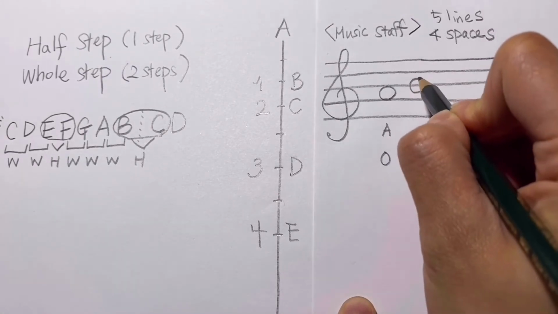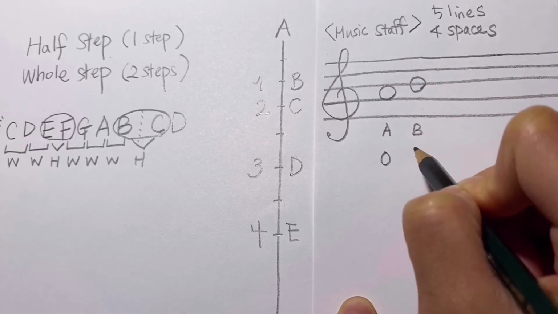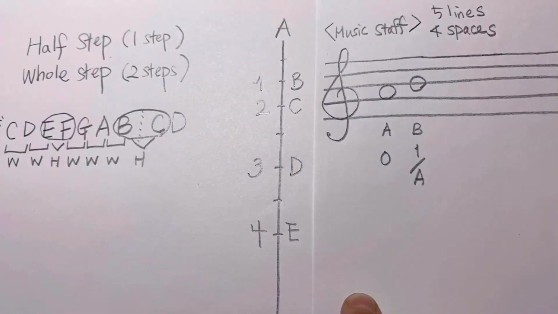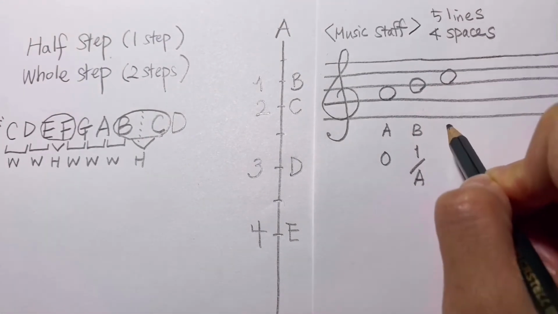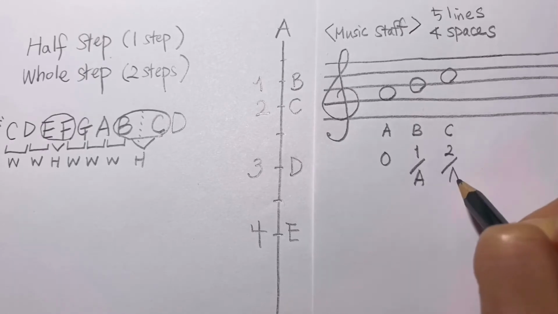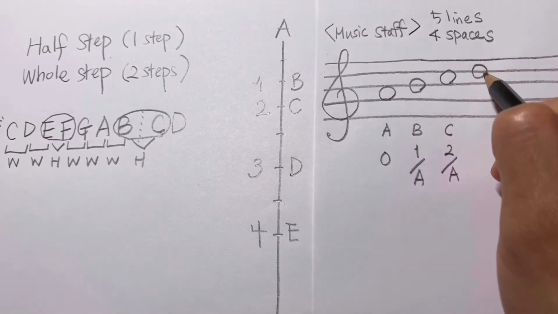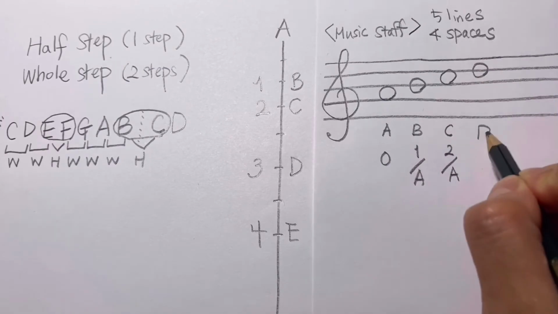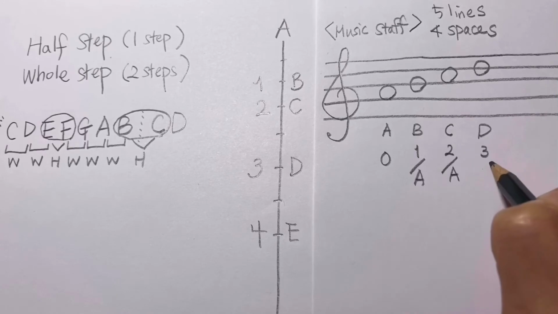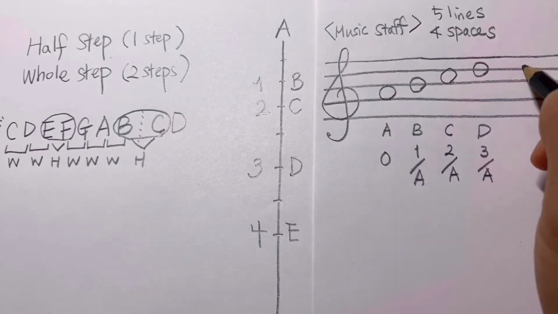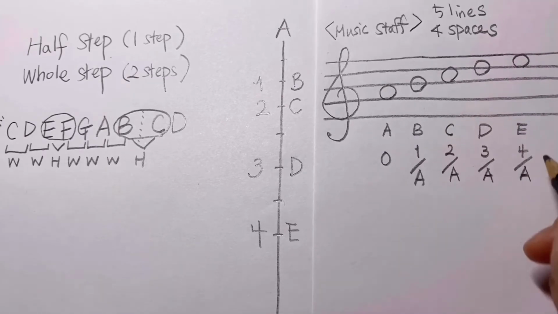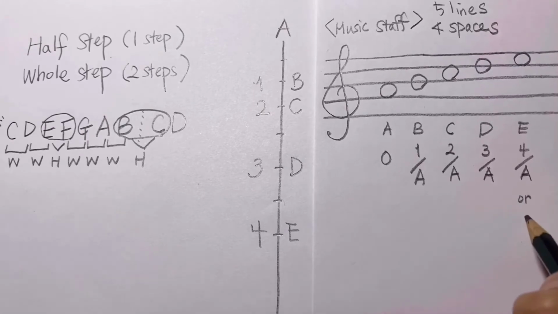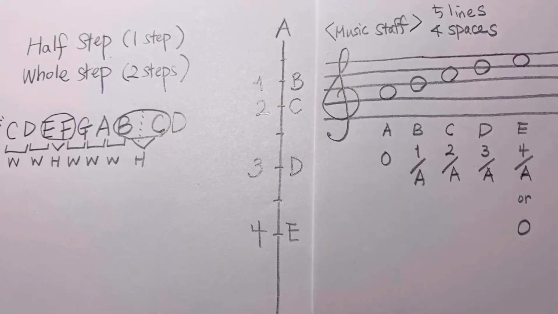Next note is on third line, which is B, and you can play with first finger on A string. Next note is on third space. Note C, you can play with second finger on A string. Next note is on fourth line. You can play D with third finger on A string. Next, fourth space is E. You can play with the pinky on A string. Or you can play open string E, and open string is marked as number 0.